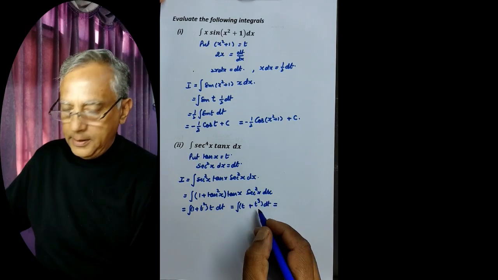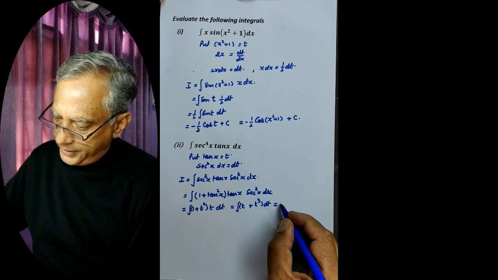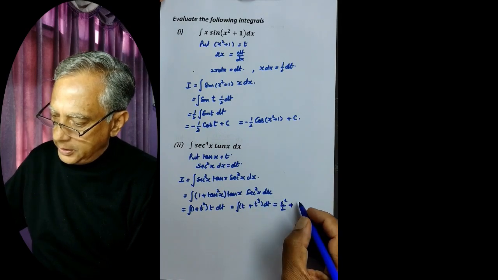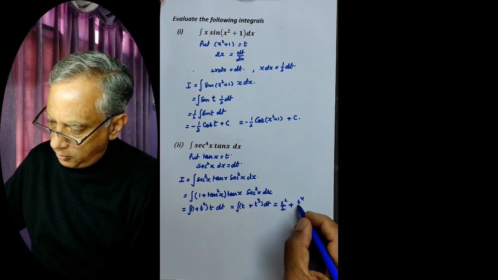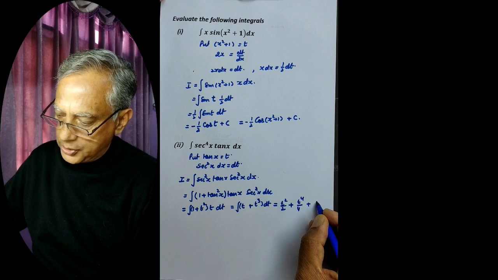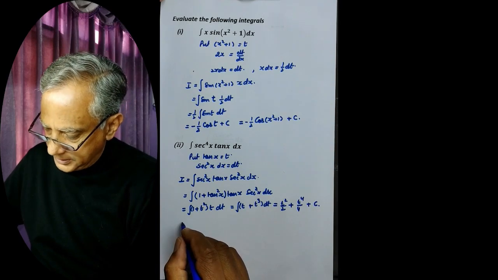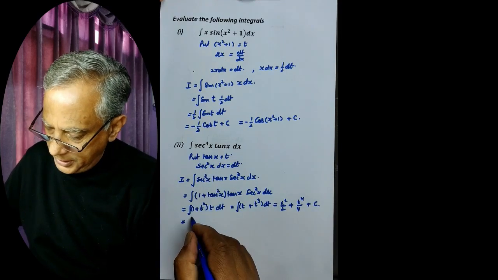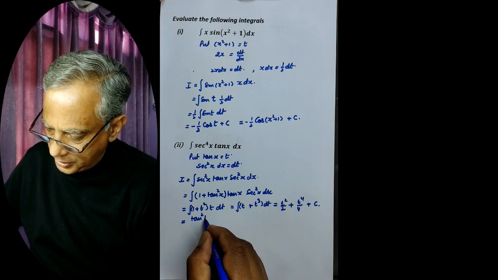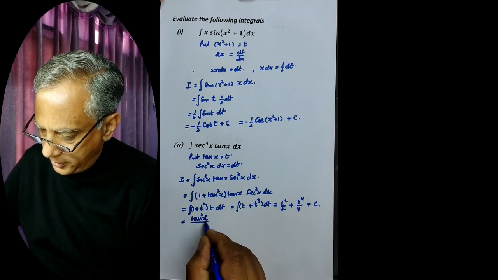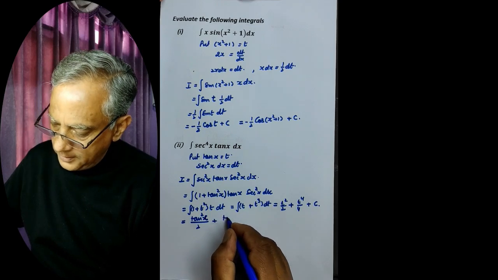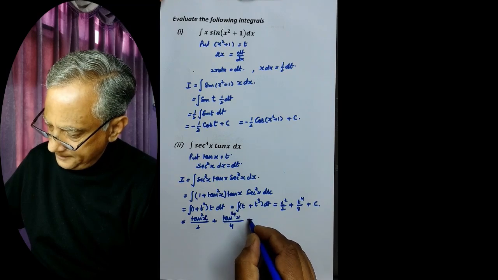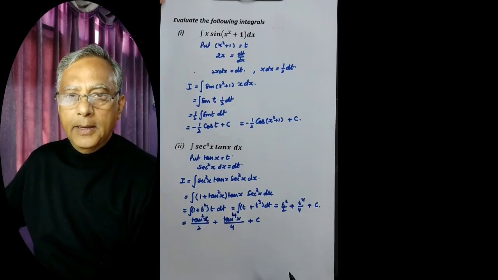And this is equal to integration of t. Integration of t is t square by 2 plus integration of t cube. Integration of t cube is t to the 4 by 4 and plus constant of integration. And this is equal to, now t square is tangent square. Tangent square x whole divided by 2 plus tangent 4 x by 4 plus c. This is the answer.